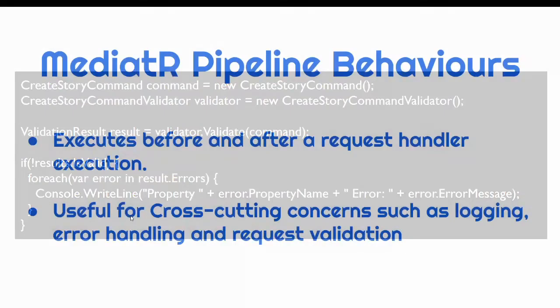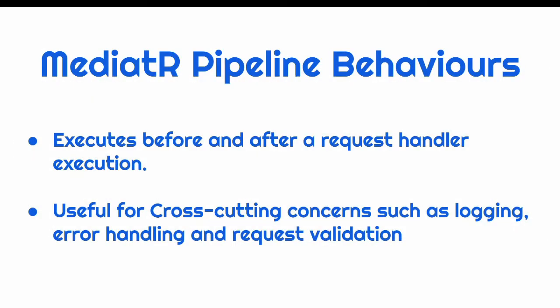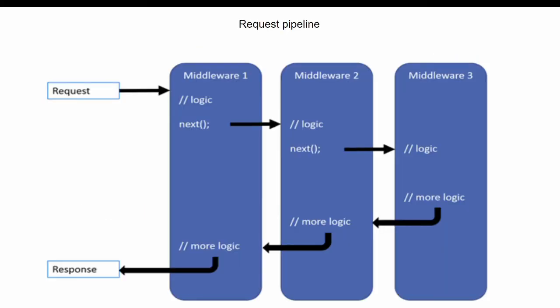Next, we need to understand mediator pipeline behavior. It is the same concept as middleware of ASP.NET that we have seen in chapter 11. We can add multiple pipeline behaviors which get executed before and after request handler execution. We generally use pipeline behaviors to handle cross-cutting concerns like logging, error handling, and request validation. If you remember, the ASP.NET Core pipeline looks like this.